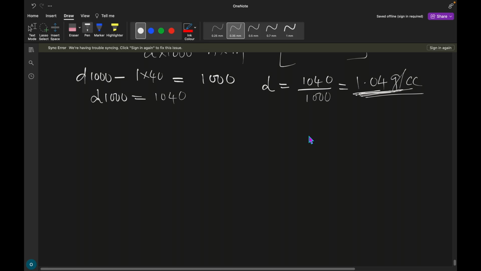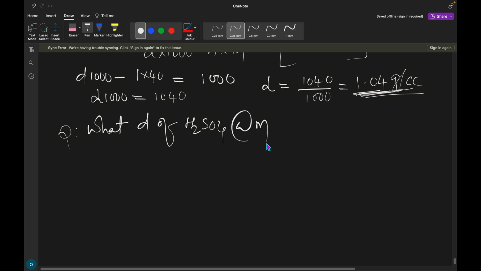Okay, same type of question is there, you try this. So what is the density of H2SO4 at which molarity and molality are equal to 2? Okay, try it.